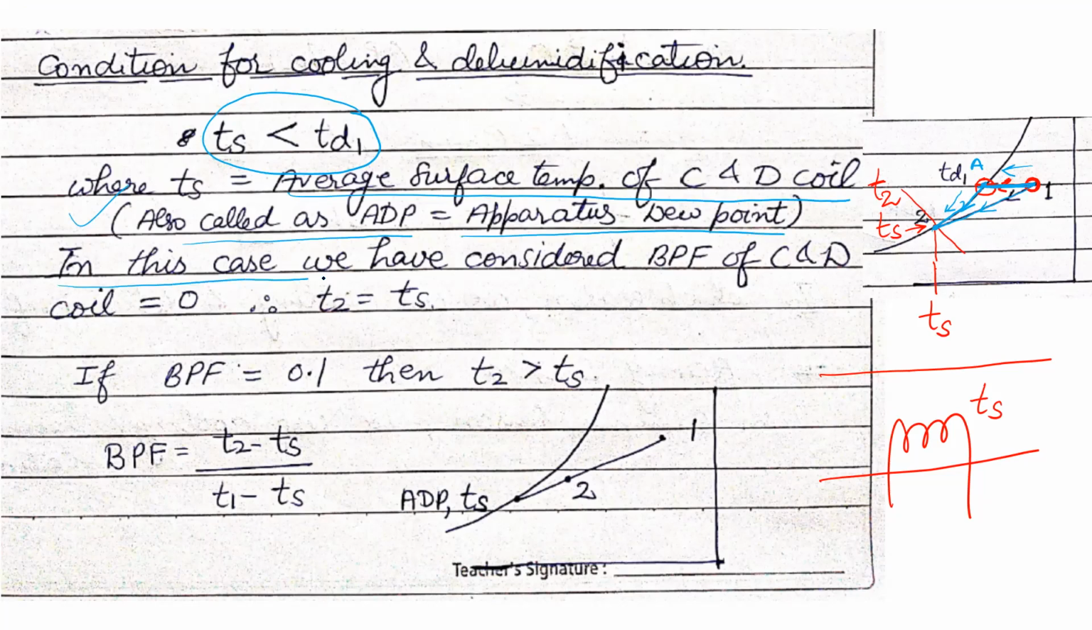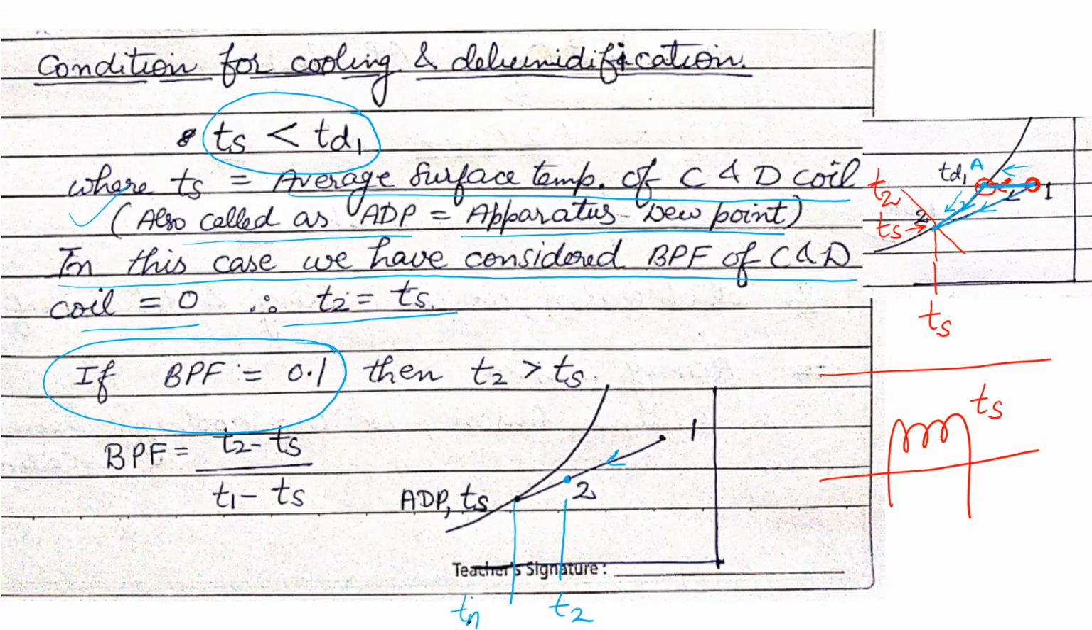In this case, we have considered the bypass factor of the cooling and dehumidifying coil to be 0. Therefore, T2 is equal to Ts. So the final condition lies at the same value as the apparatus dew point or the average surface temperature of the coil, because we have not considered any bypass factor. If we consider that the bypass factor is equal to 0.1, then the value of T2, the final condition of the air, will be a little bit higher than the apparatus dew point temperature of the cooling coil.